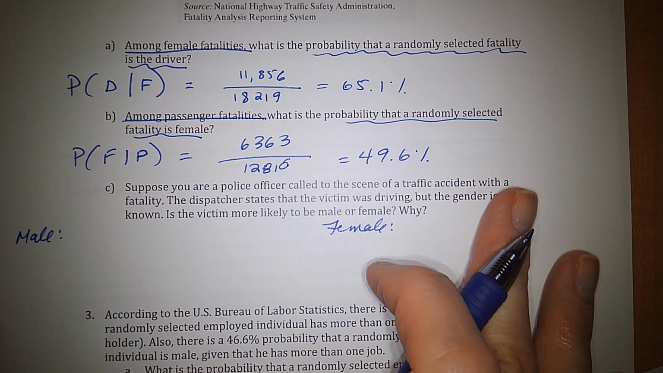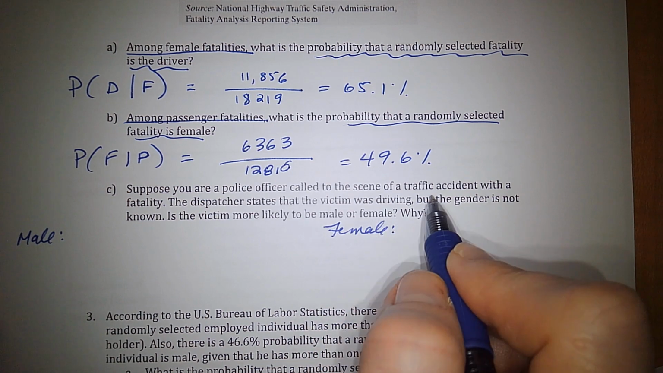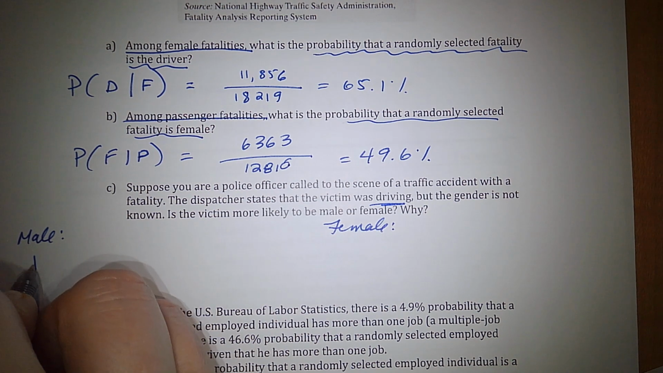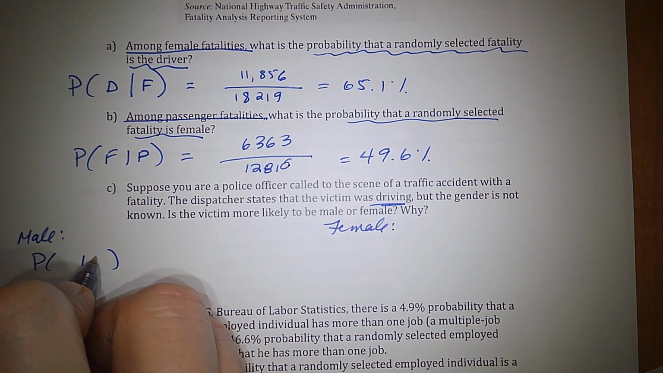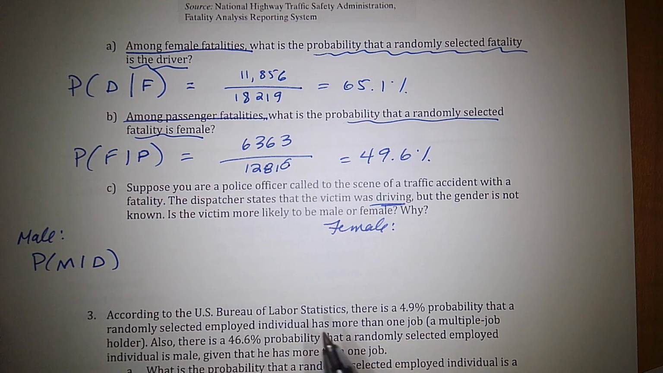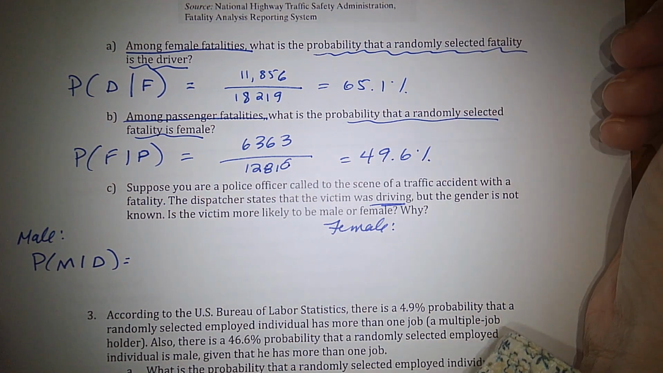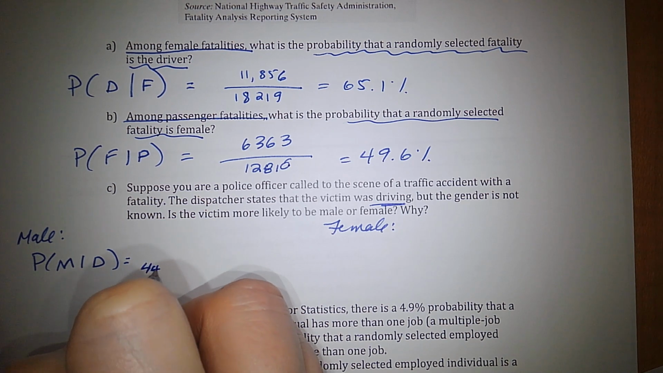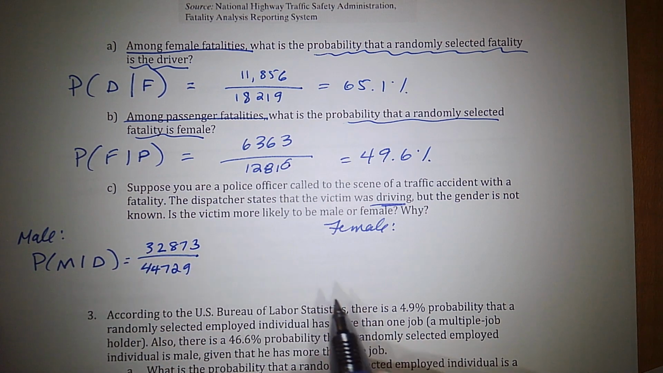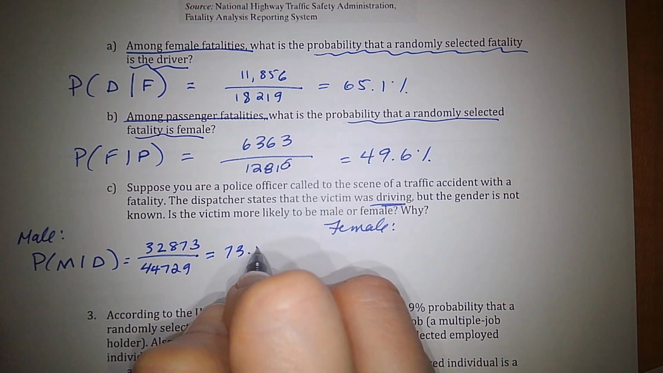So in order to determine whether the victim is likely to be male, we are called to the scene of the accident with a fatality, and the dispatcher states that the victim was driving. So we know the person is driving. We're looking for the probability that they are male, given that they were driving. So we're only looking out of the total of 44,000 drivers. There were 32,873 fatalities that were male when we knew that they were driving. So this comes out to 73.5%.